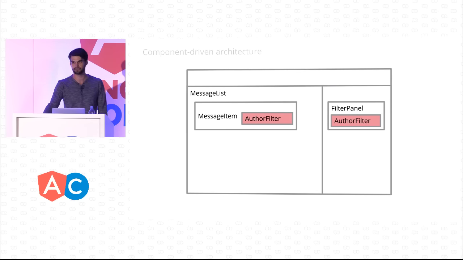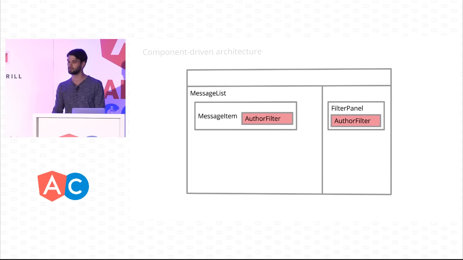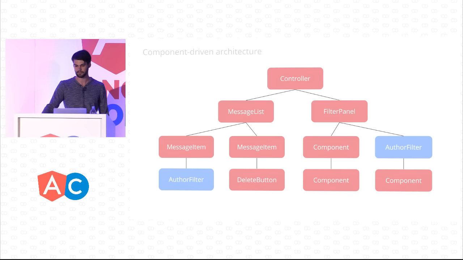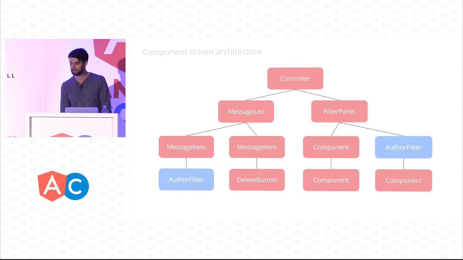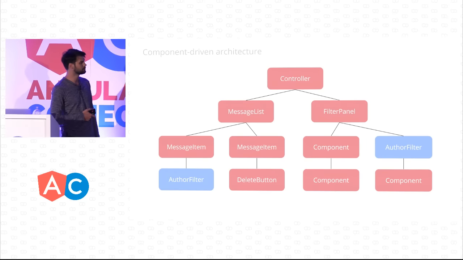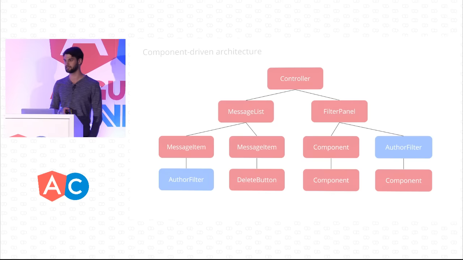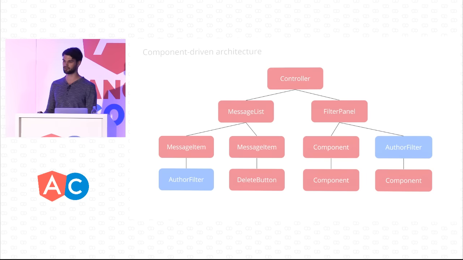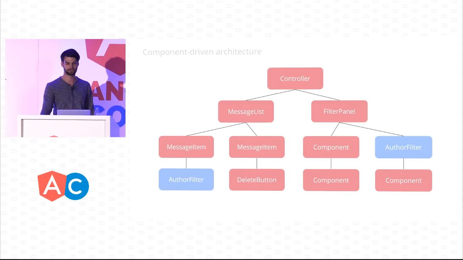On the right side of your screen, you might have a distinct filter panel. And within this filter panel, there's also this kind of author filter waiting to trigger a filtering of the list. If we look at this in the component tree again, we see that they are on different parts of the component tree. They are in some kind of sibling state. And the question is now really, how can they share code? They can't really. The logic needs to stream upwards.